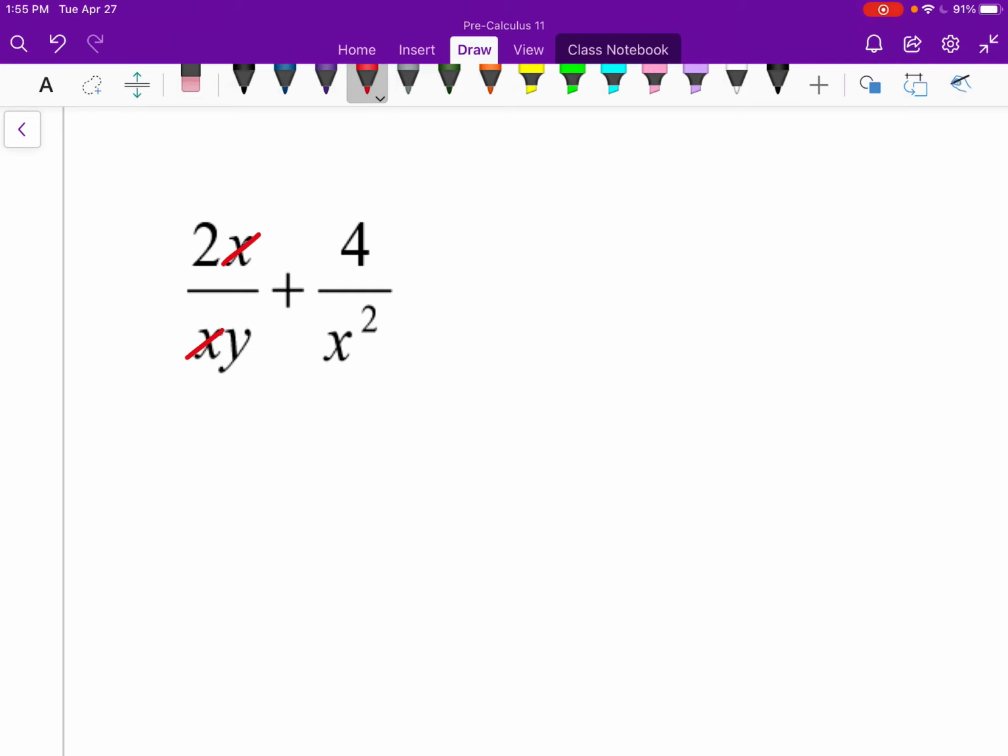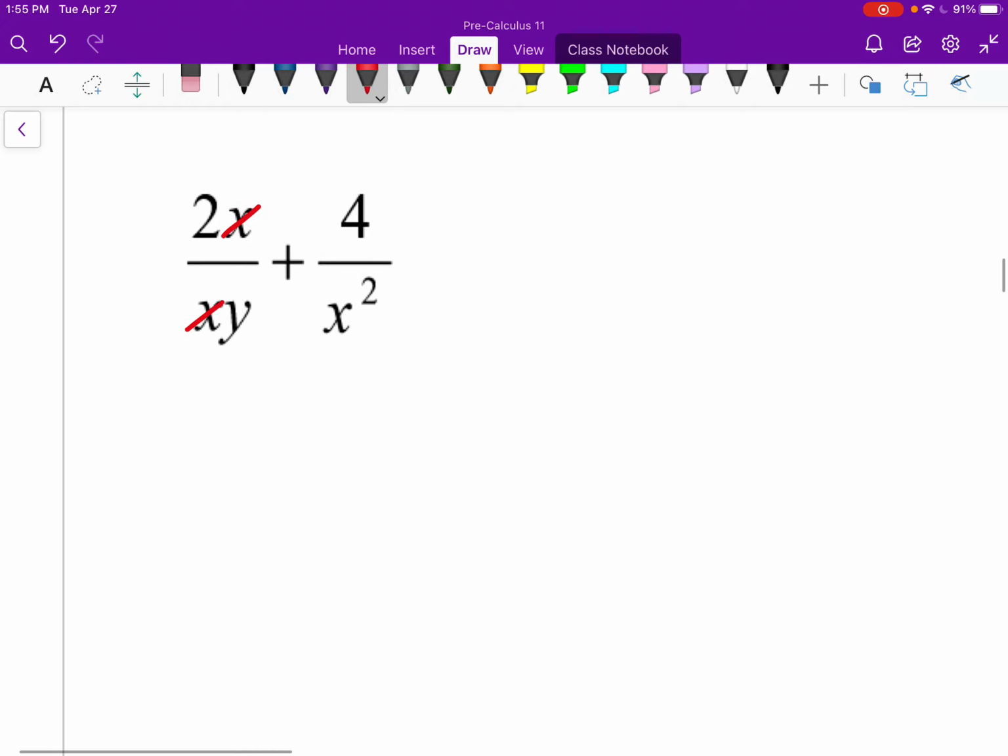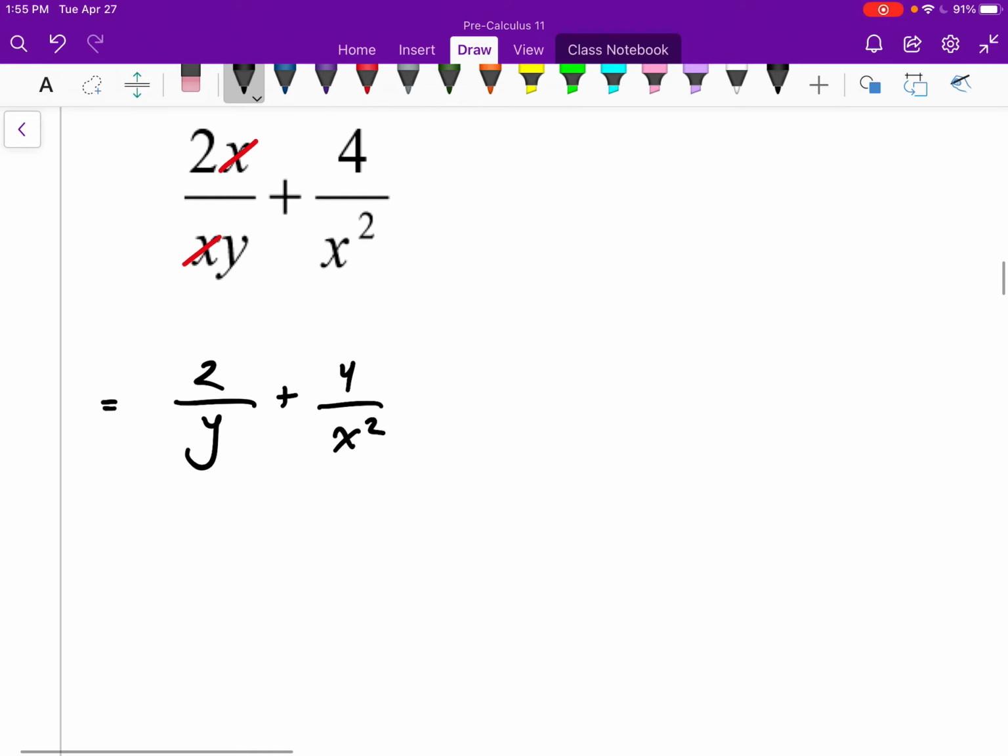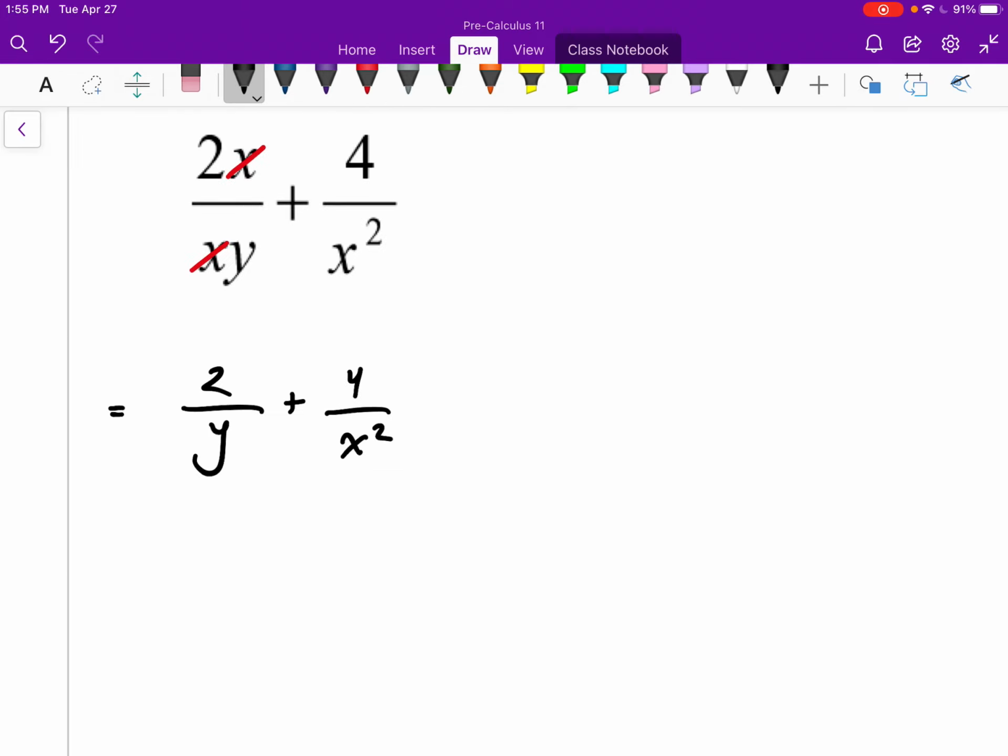However, in my experience, quite often we may not notice that right away, but if you can reduce something right away, I would. So what I have now is just 2 over y plus 4 over x squared. Okay, I need to find a common denominator. My two denominators are totally different, which means I need to multiply this side by x squared, the numerator and the denominator, and I need to multiply this by y.